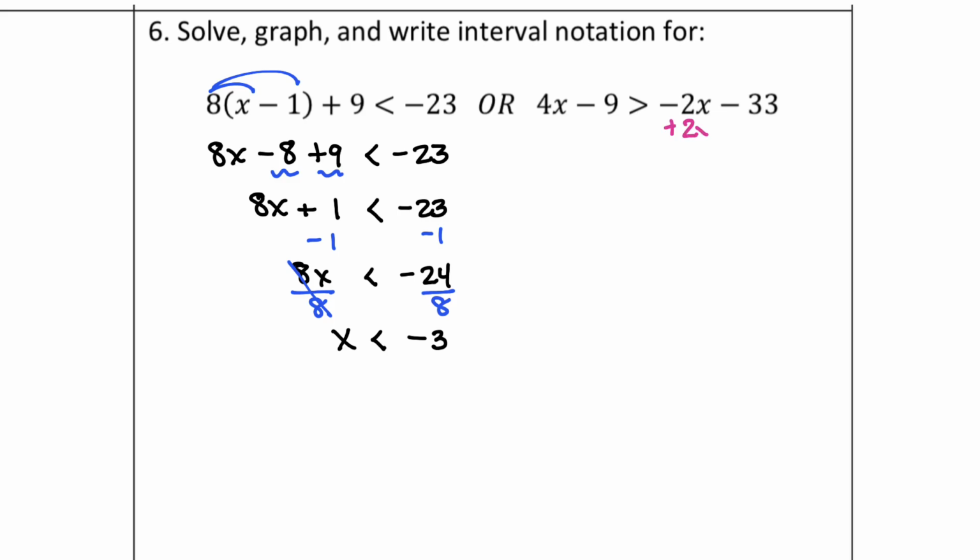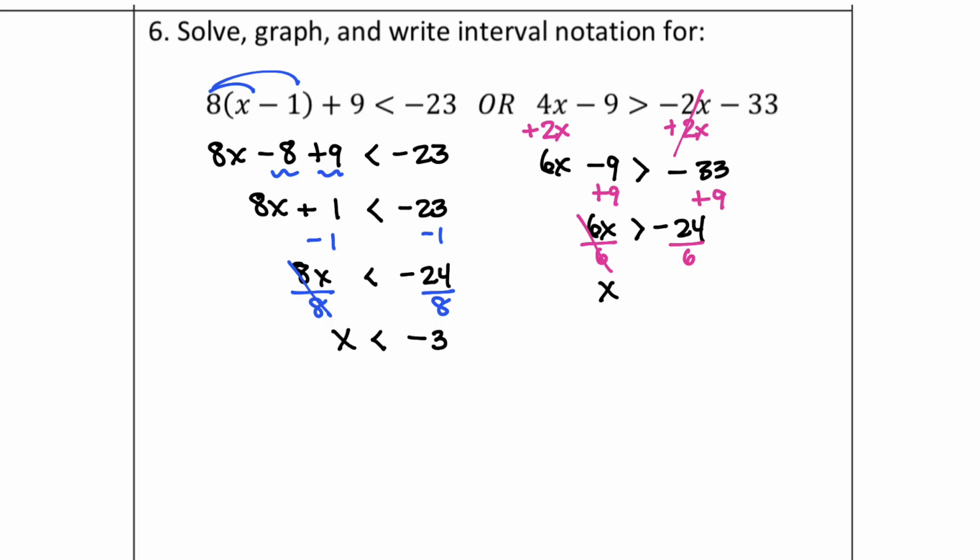We have variables on both sides, so I'm going to get them on one side. So we get 6x minus 9 is greater than negative 33. Add 9 to both sides, and we get 6x is greater than negative 24. Divide by 6, divide by 6. These cancel. X is now greater than negative 4 because that pink 6 was positive. And I need the or in between.